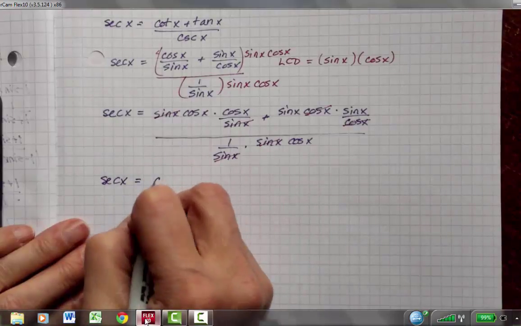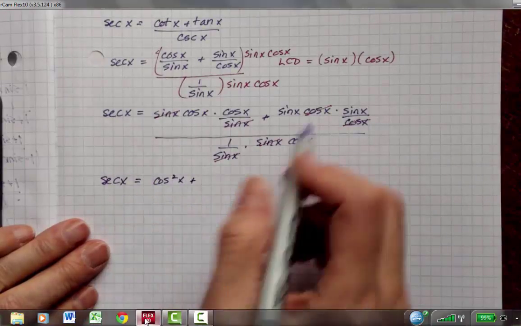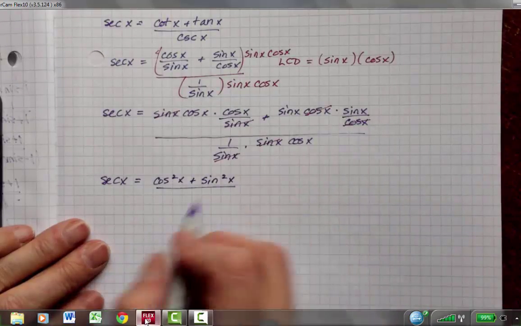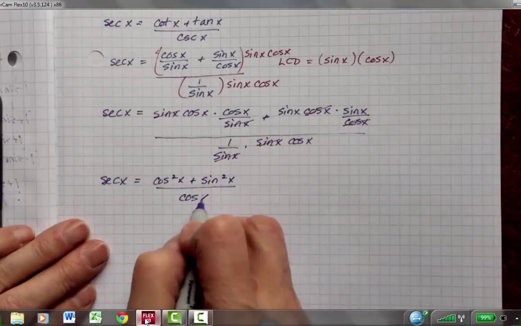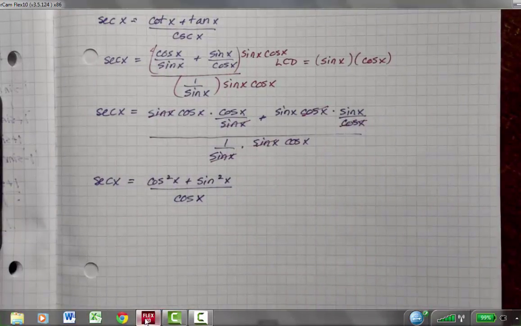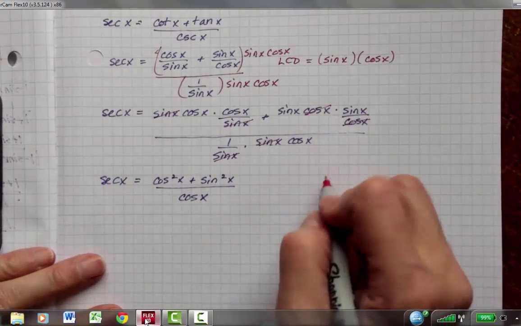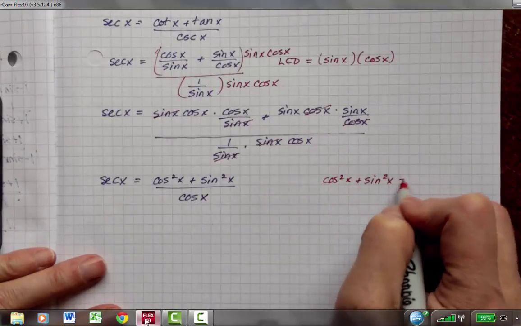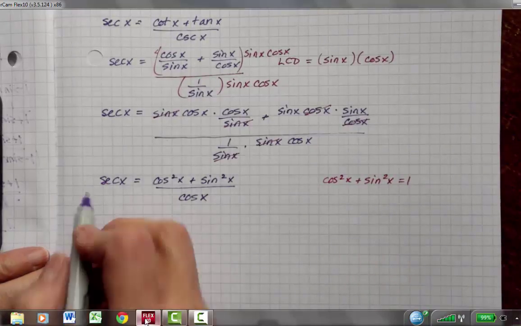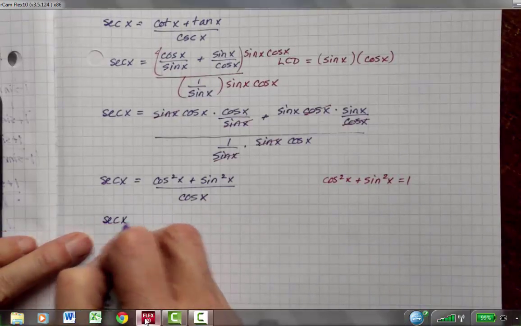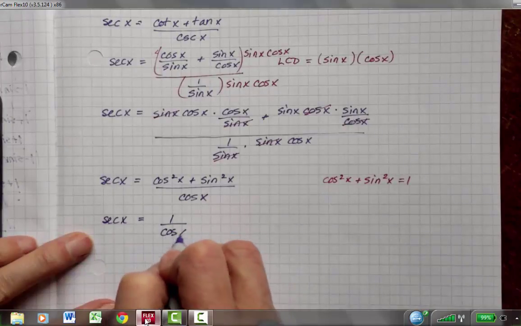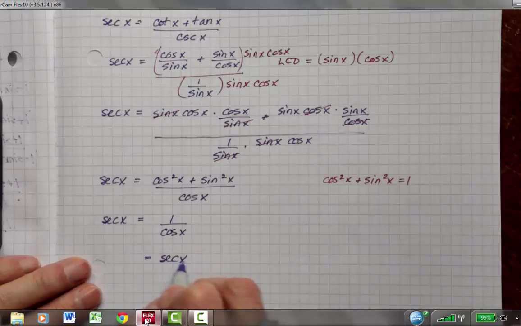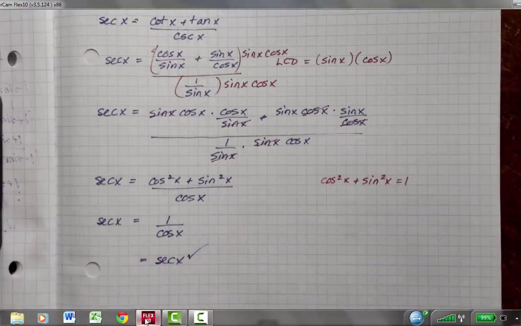into cosine squared x plus sine squared x all over cosine x. And remember, one of our Pythagorean identities says that cosine squared x plus sine squared x equals 1. So substituting that in, I end up with secant x equals 1 over cosine x. And then I know that 1 over cosine x is secant x. So we have verified this identity.